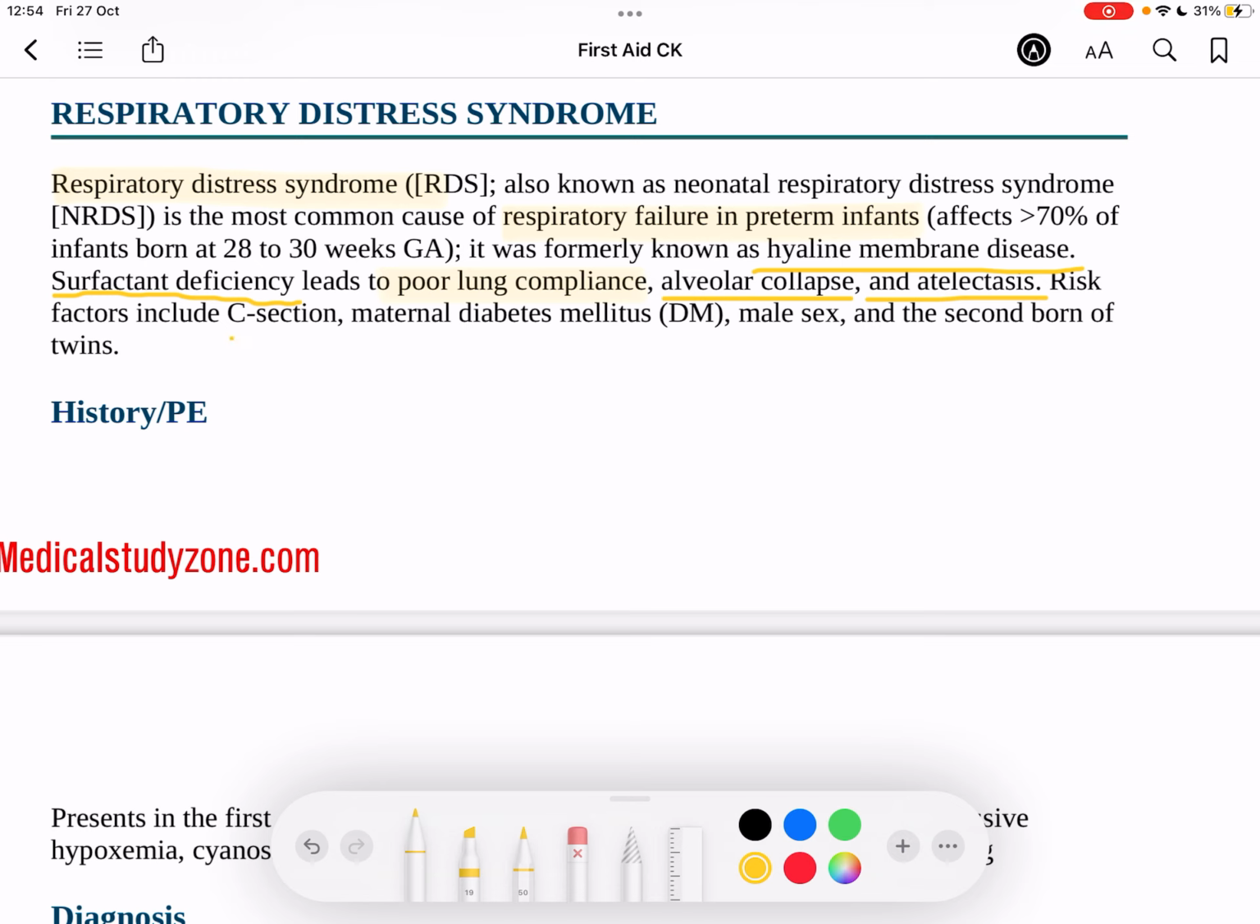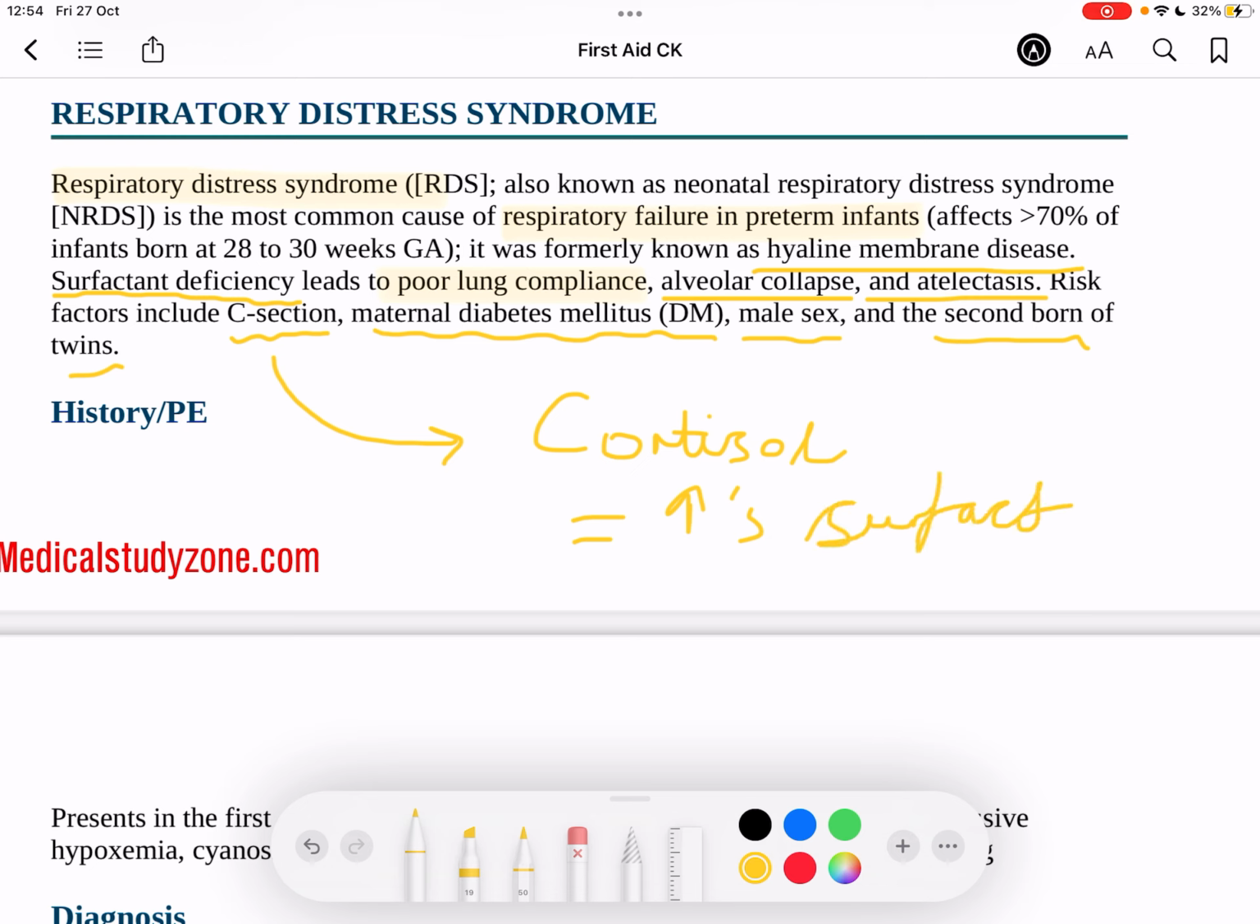Risk factors include caesarean section, maternal diabetes mellitus, male sex, and second born of twins. The reason why caesarean section is a risk factor is that, generally speaking, cortisol, the stress hormone, increases surfactant production. When a mother undergoes natural labor, that's going to cause a lot of cortisol because she's very stressed, and that's going to boost the surfactant production in the fetus's lungs. So if we do a caesarean section, we don't get that spike in cortisol, and that can increase the risk of NRDS.